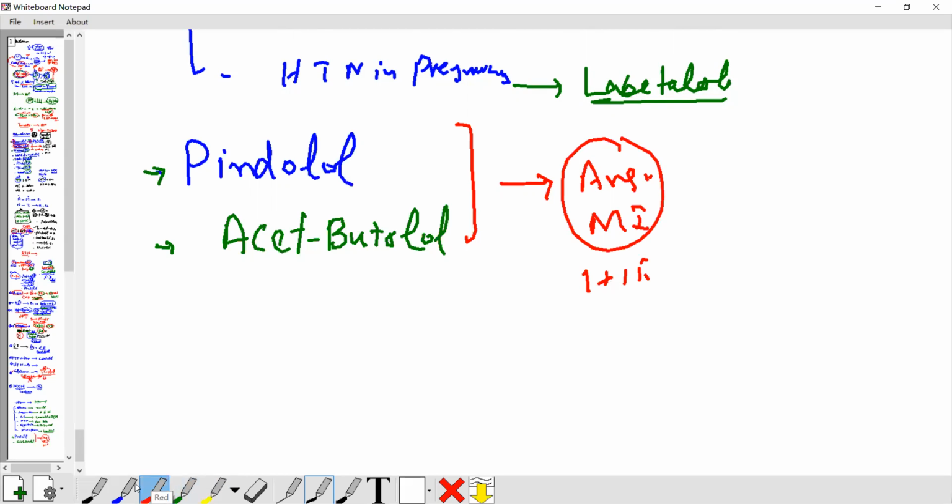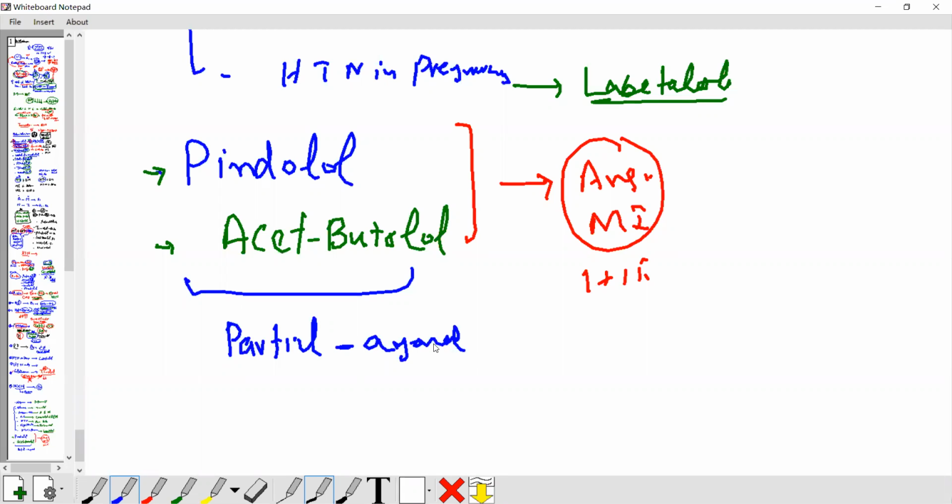Why? These two drugs are not pure blockers. These drugs are partial agonists also. They are like 50-50 drugs: 50% block the receptor and 50% chance to stimulate the receptor. Clear? They have intrinsic sympathetic activity also.